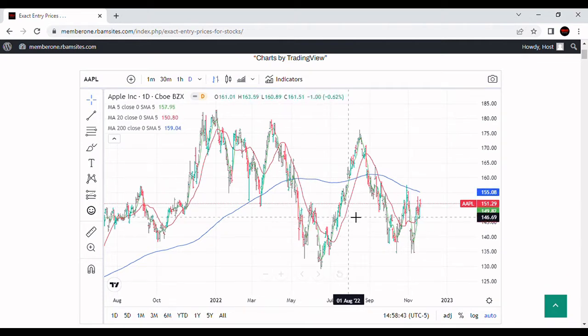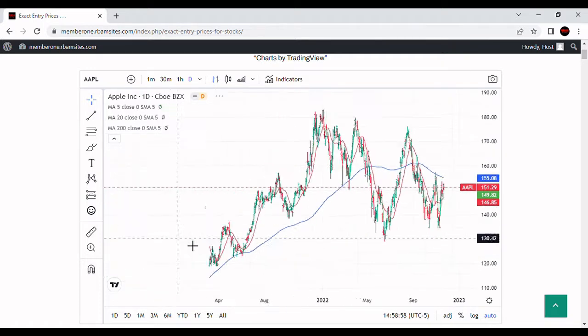How do we know Apple's in a bear market? Somebody says Apple's in a bear market. How do we know it? It's below the 200-day moving average, the blue. And look what happened to it. It's flat. What does that mean? It means Apple's probably not going to rally anytime soon, but it's certainly not in a bull market anymore.